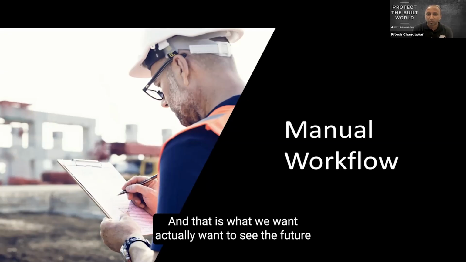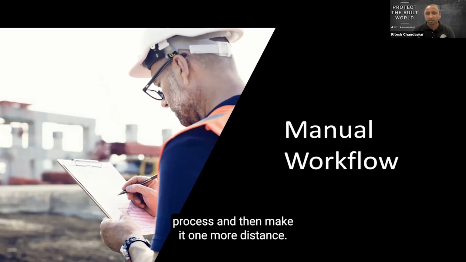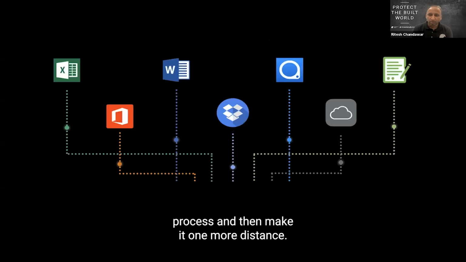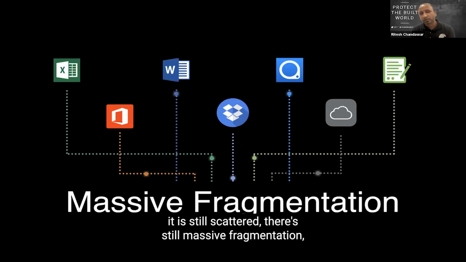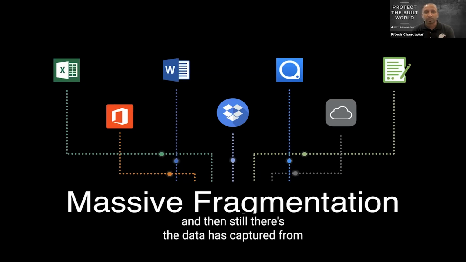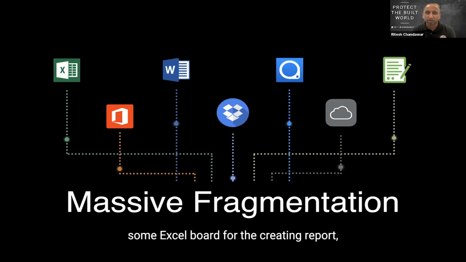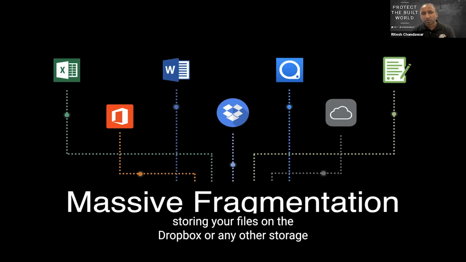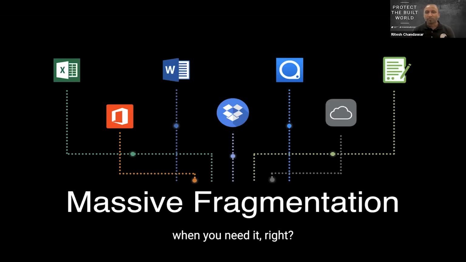It's not completely gone, and that is where we want to see the future along with Inspect: use Inspect in your day-to-day inspection process and make it even more digital. The data capturing from the field is still scattered. There is still massive fragmentation, and the data is captured from different devices, different software, Excel, Word for creating reports, storing your files on Dropbox or other storage devices. So the data is still not all together when you need it.